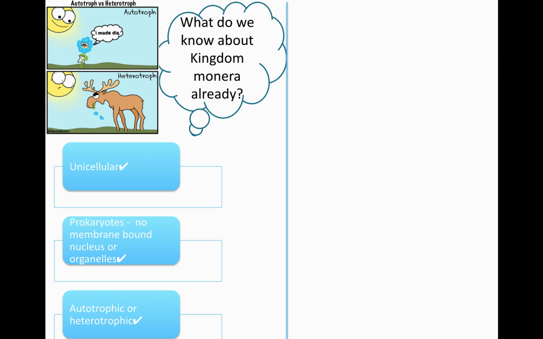Kind of things we know about bacteria is that they are unicellular, and that means that they are single-celled organisms. So unlike us, we are multicellular. But bacteria, every single bacteria out there has only one single cell, and that makes them unique.